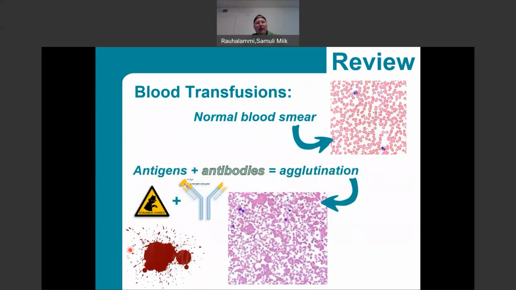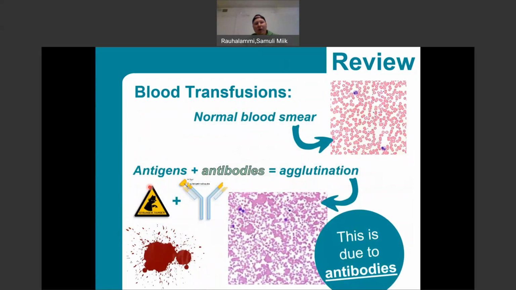And what we saw is that if you had antigens on the surface of your red blood cells and you received blood that had antibodies against those antigens, then there would be an agglutination reaction. Whereas a normal blood smear looks like this, you have the red blood cells nicely spaced apart. You can see some white blood cells and platelets there too if you're very observant.